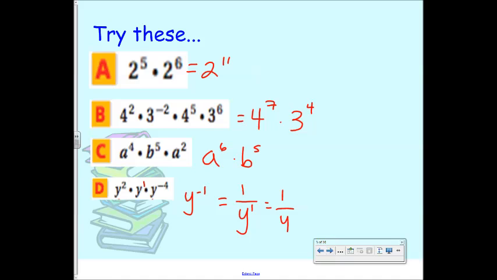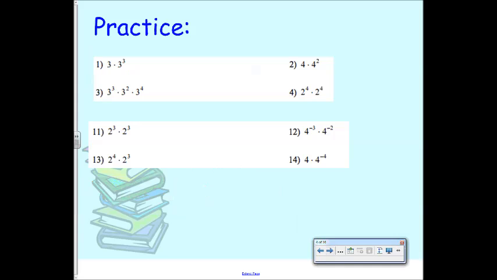So the only simplifying you have to do is if you have a negative exponent, you got to get rid of it. All right? Because we don't like negative exponents. They're uncomfortable. They don't really make sense. So we're trying to get rid of the negative exponents. Okay, go do these 8.